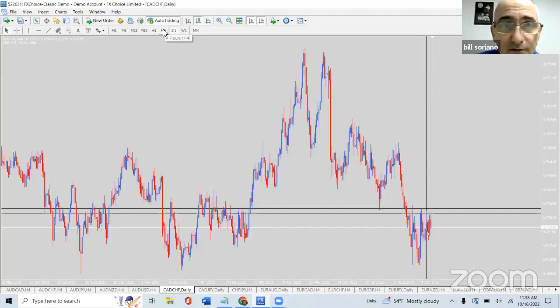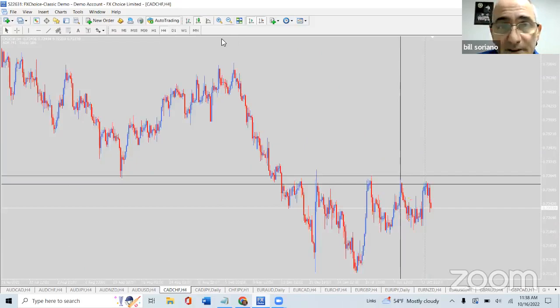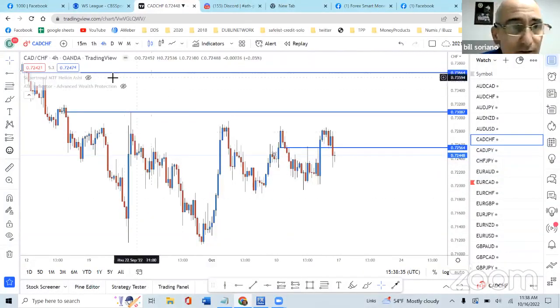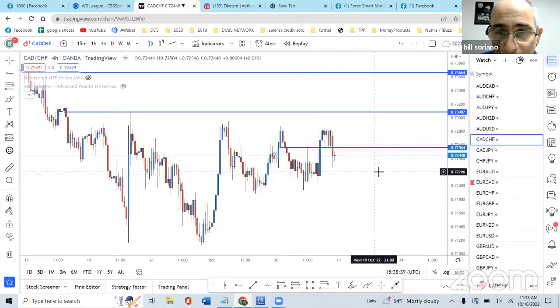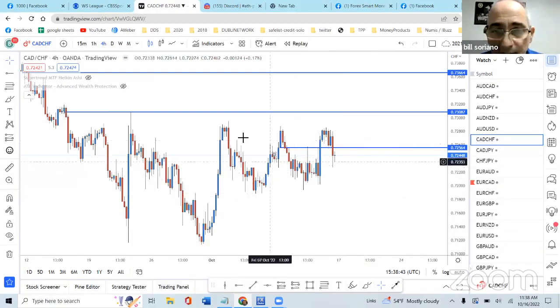So the daily's bearish, and I'm saying that the 4-hour is still bearish as well, because although we did attempt to get a break of structure here on the way up, we really didn't get it. So I'm going to still look for sells in CAD Chef. And looking at CAD Chef again, it's really hard to find a good area of interest here.